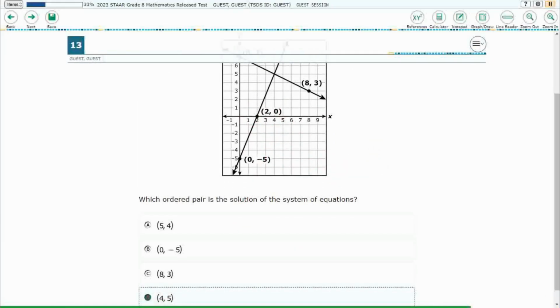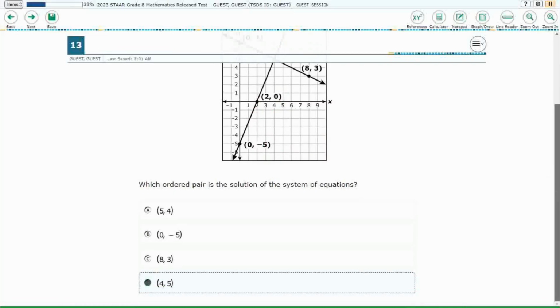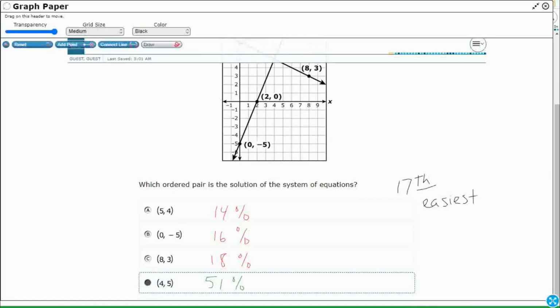Let's see how the students did across the state of Texas. So this was tied for the 17th easiest. There's only 40 problems, so this was right in the middle of the pack. Barely more than half the students were able to get this correct. So what were these other answer selections that kind of tripped us up? Well, you know the answer was 4, 5.